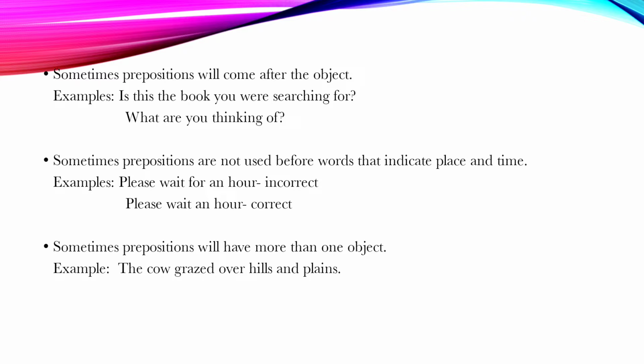Okay, next point. Sometimes prepositions will have more than one object. Example: The cow grazed over hills and plains. Here the preposition over applies equally to the words hills and plains. So over hills and plains. So sometimes prepositions will have more than one object.